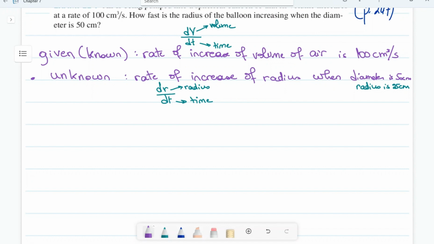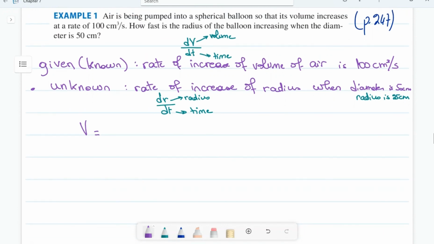But in fact, the equation that relates both of them is the equation for volume. In this case, we're using the volume of a balloon. So the volume of a sphere is 4/3 pi r cubed. Notice how we have V and how we have r. We just related both of these unknowns.